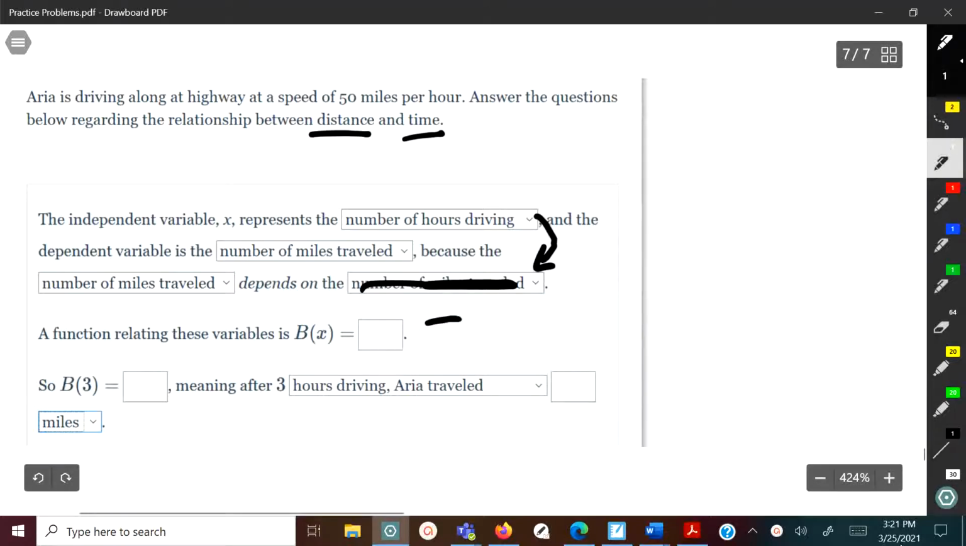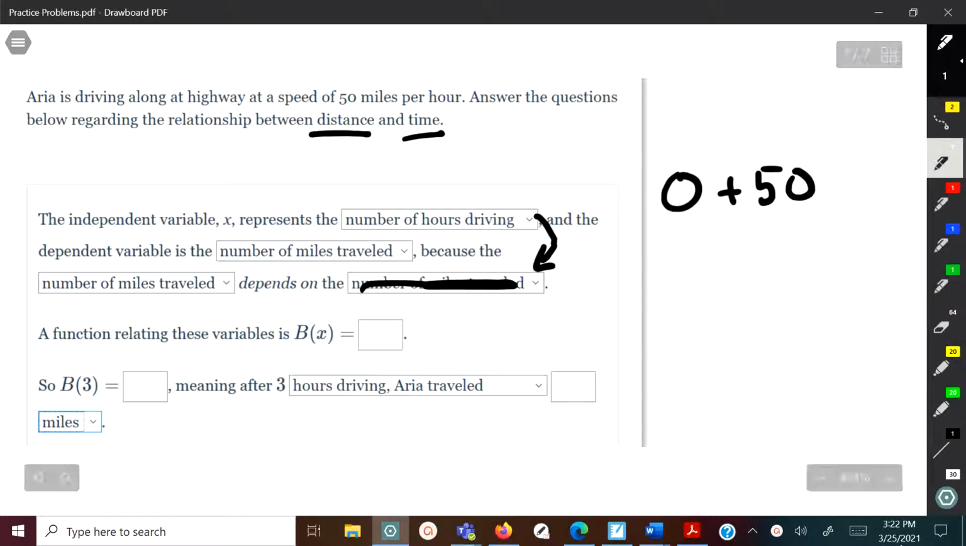Now, here's the deal. All they give you is 50 miles per hour, and that's it. So it's just one number. It seems difficult, but it's okay. So what do you begin with? Well, they don't give you anything to begin with, so you begin at 0. You can write the 0 and then add the 50 times whatever number of hours you've driven. Or you could just say 50 times the number of hours driven.